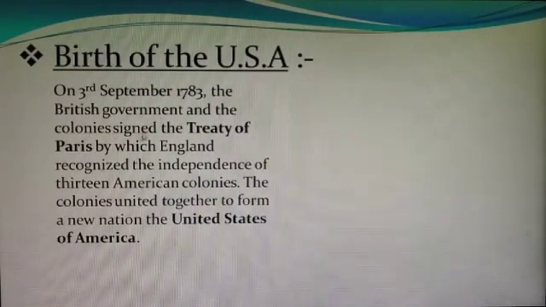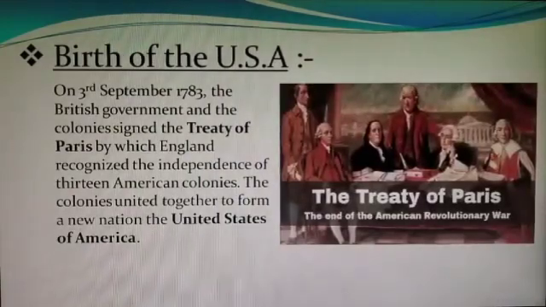Now you must be thinking, why Treaty of Paris? Because this treaty was signed in Paris. You just see the picture. This is the treaty that ended the American Revolutionary War. I hope it is clear to you, children.